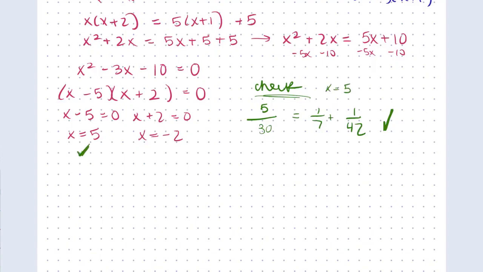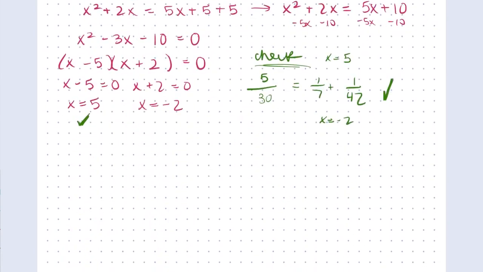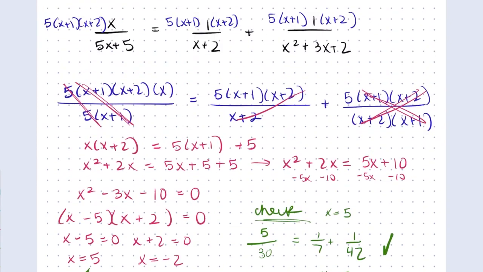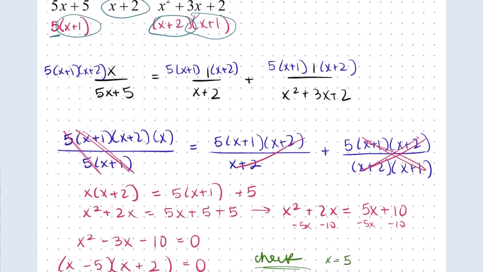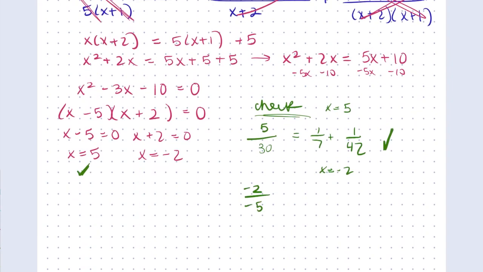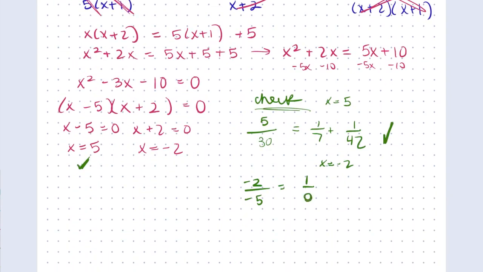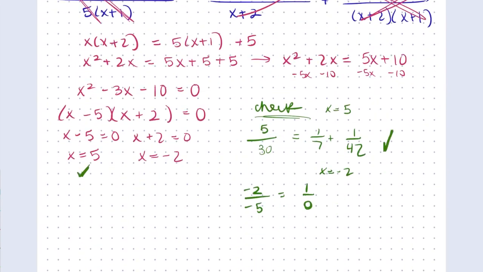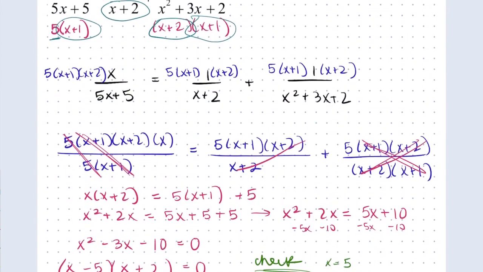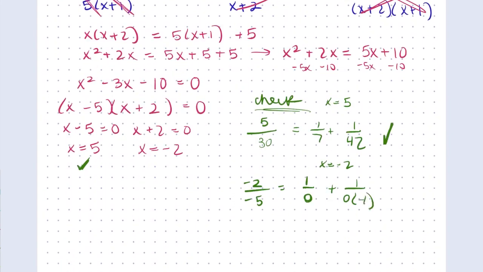And now we've got to check x equals negative 2. Okay. And we'll plug that in. So we'll have negative 2 over 5 times negative 2 is negative 10 plus 5 is negative 5 equals 1 over negative 2 plus 2 is 0. And 1 over 0 times, I'm looking at it in factored form, negative 1.